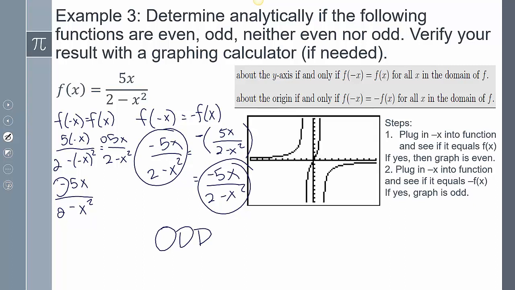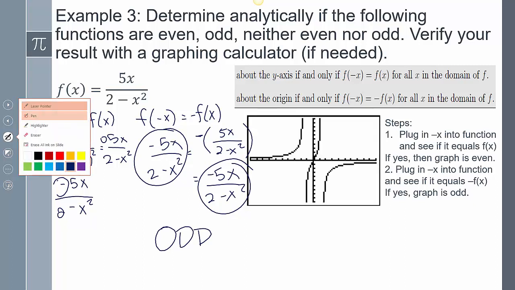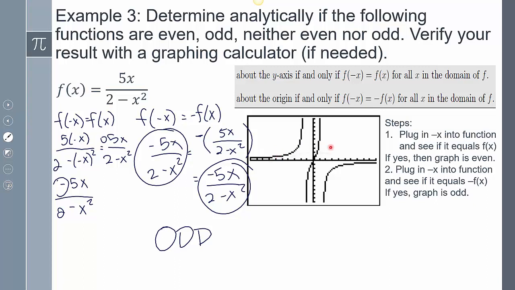Let's take a look at that graphically. And so notice over the origin, if this gets reflected and reflected, it becomes here. If this gets reflected, reflected, it's going to give me that. And so I can definitely say that this function is going to be odd.